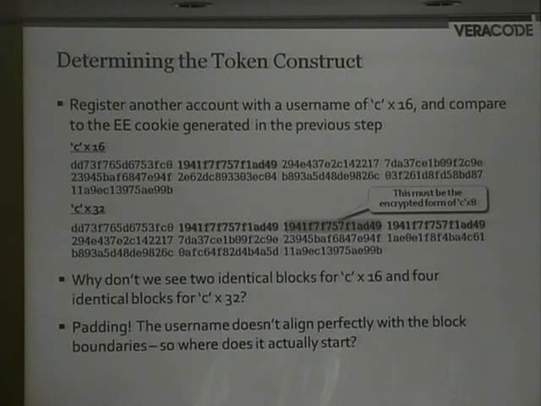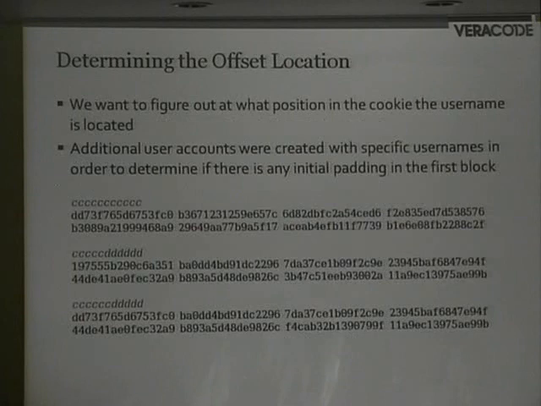What's the byte offset in order to start attacking it? So we want to figure out where that is. So you start creating some more user accounts, and you can be a little bit clever about what usernames you select in order to figure out where those offsets are. So in gray, above each one of these blocks, I list the username that we chose, and on the bottom is the token that we got back.